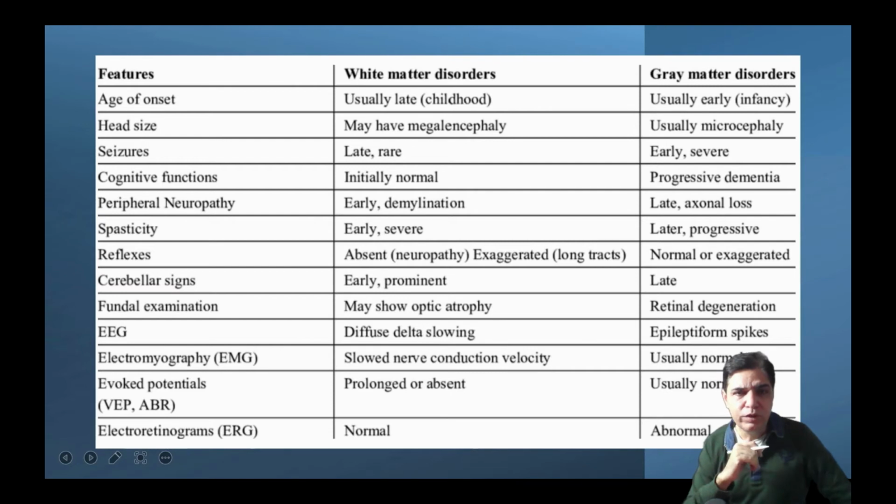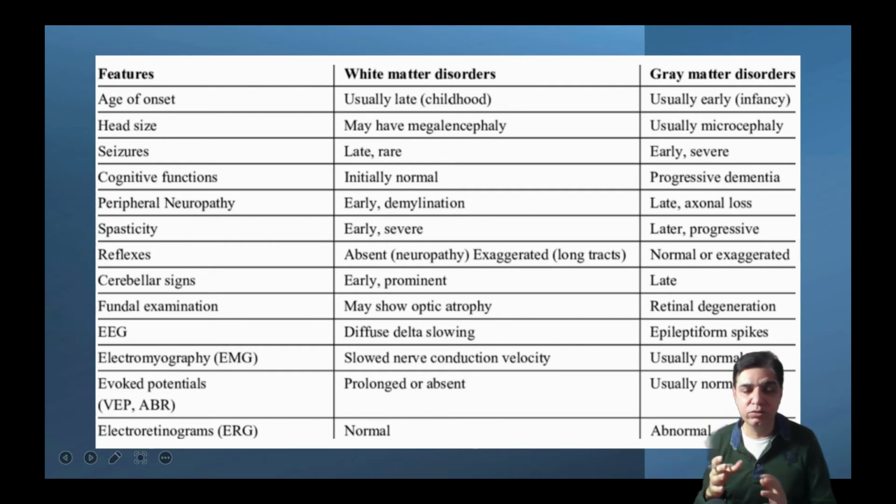So how do we know? Basically, ideally you do an MRI for that, and that gives you an idea whether there's a predominantly gray matter involvement or white matter involvement. But again, there are a few clinical things as well by which you can differentiate whether you are dealing with a predominant white matter disorder or a predominant gray matter disorder. So age at onset, like usually gray matter disorders present at an early age. White matter disorders usually present at a later age, like after 2 years of age.